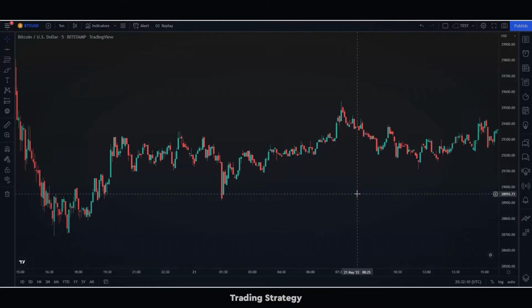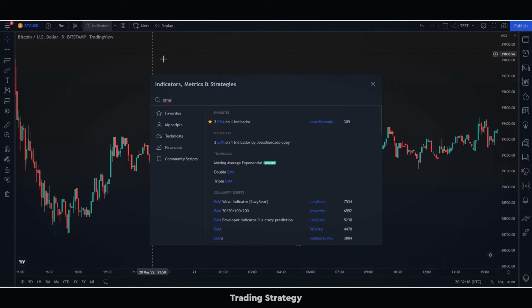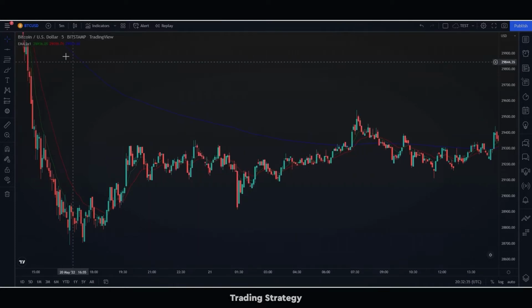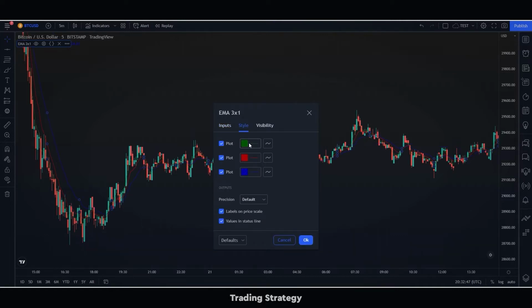The first thing we will have to do is select 3 exponential moving averages. But since the program that I use to carry out the strategy is limited to a maximum of 3 indicators, we will select this indicator that already has the 3 moving averages in one. We will set up the moving averages with the following periods 4, 9, and 18. Then we will change the colors and weights as follows.